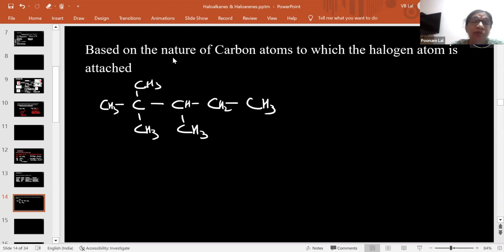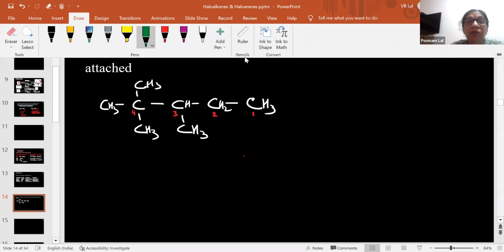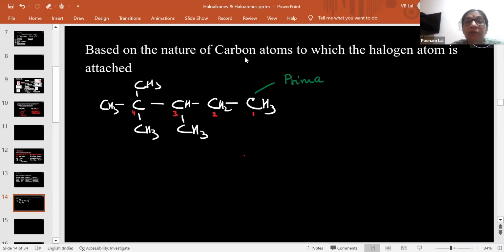Look at it closely. The first carbon atom is attached to only one other carbon atom. I have numbered the carbon atoms. So I can give it a name: the first one is called a primary carbon. The carbon which is attached to only one other carbon atom or no other carbon atom is a primary carbon.